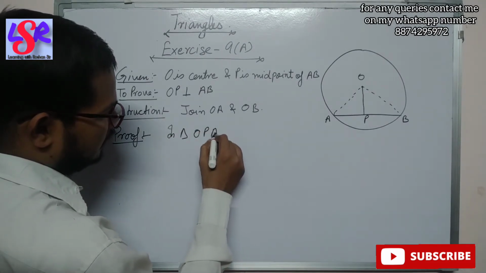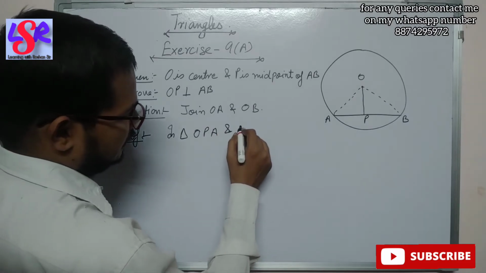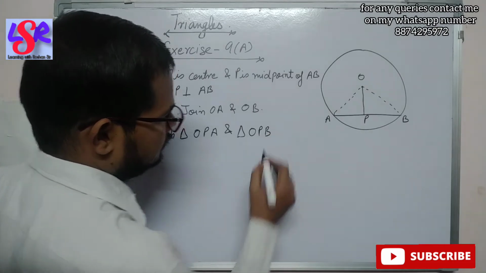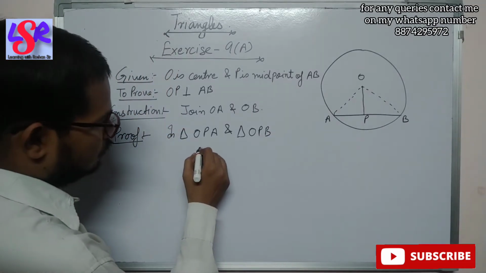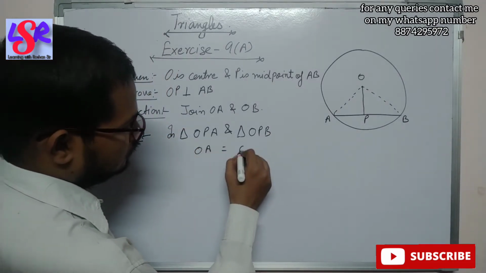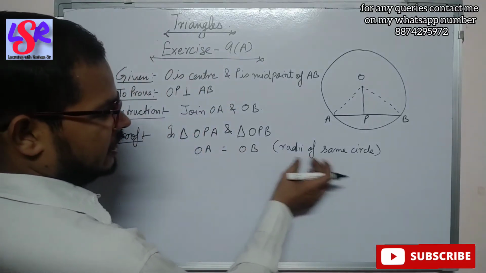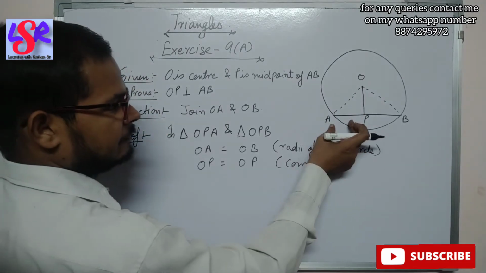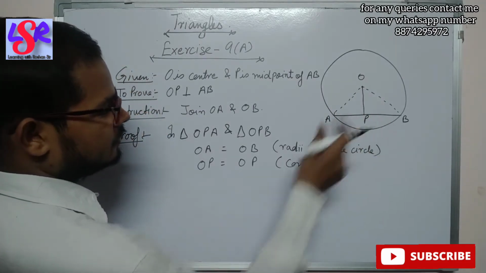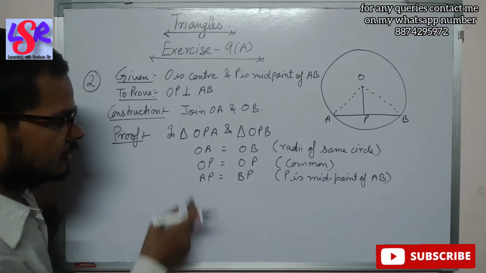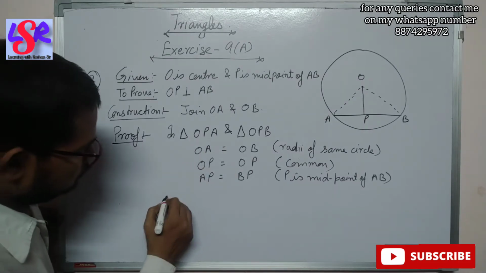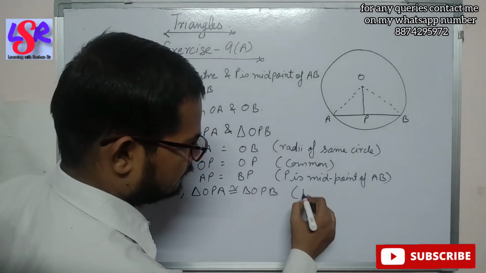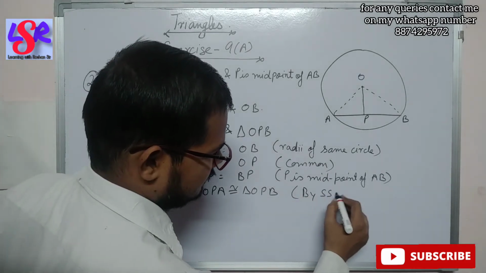So here we are going to take in triangle OPA and triangle OPB. Then OA equals OB, radii of same circle. Then OP equals OP, common. Then AP equals BP, as P is midpoint of AB. As in this triangle, all the 3 sides are equal. So triangle OPA is congruent to triangle OPB by SSS criteria.